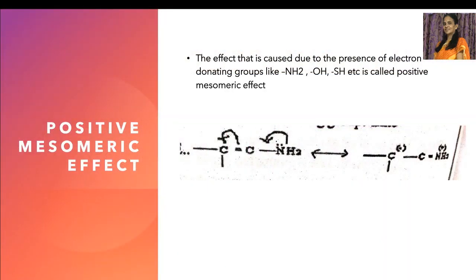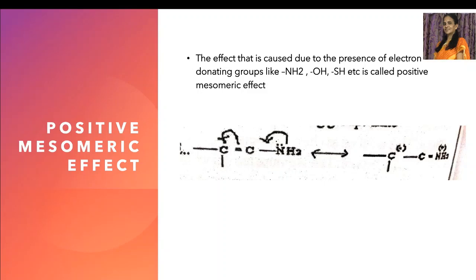Next, let us discuss positive mesomeric effect. Positive mesomeric effect is the effect that is caused due to the presence of electron donating groups like NH2, OH, or SH, etc. on the carbon atom. This is known as positive mesomeric effect. If we consider this example here, single bond NH2. Here this is the NH2 group where the nitrogen atom has a lone pair of electrons. This is shifted towards the adjacent single bond. This is known as mesomeric effect.